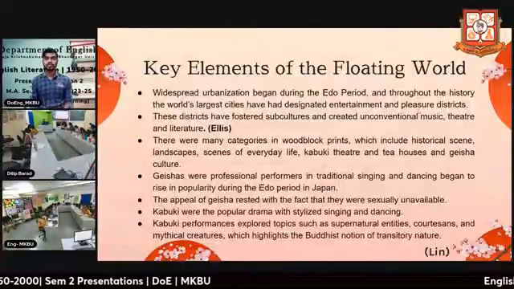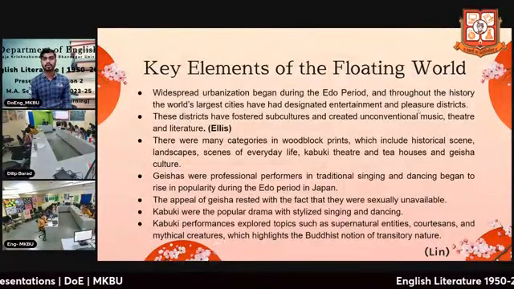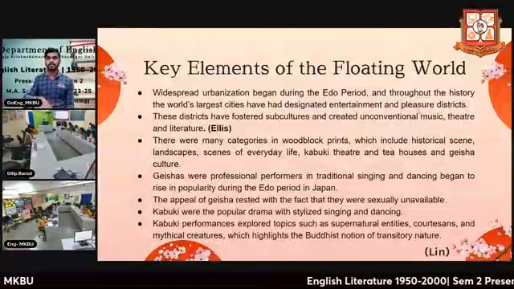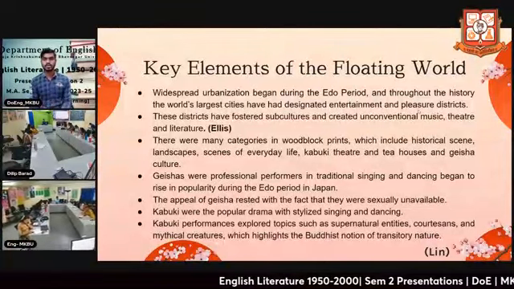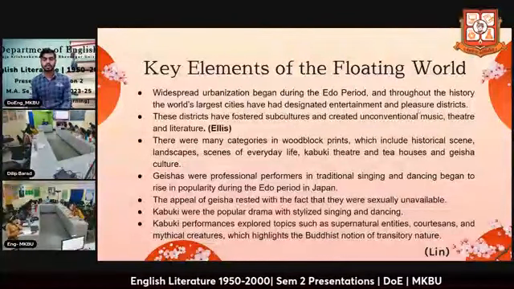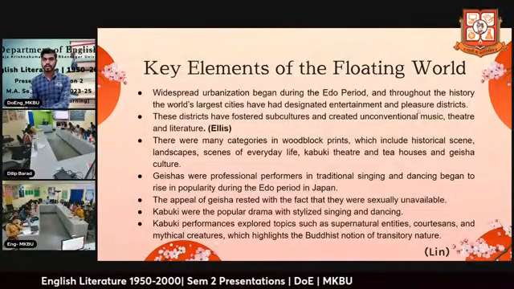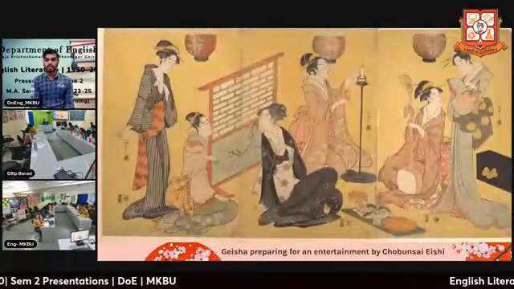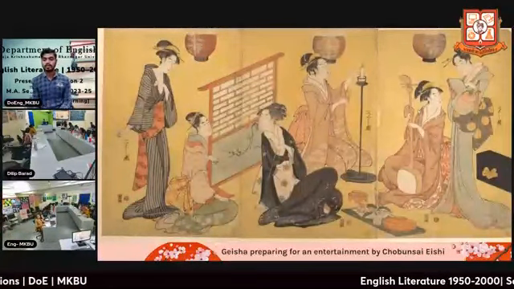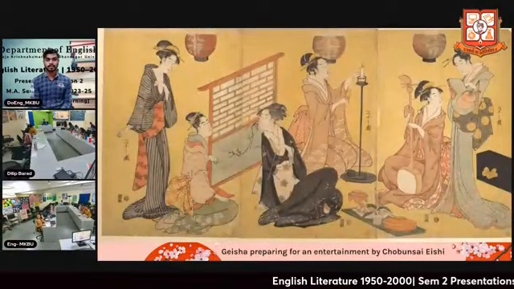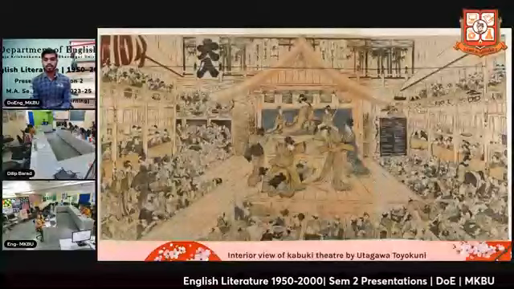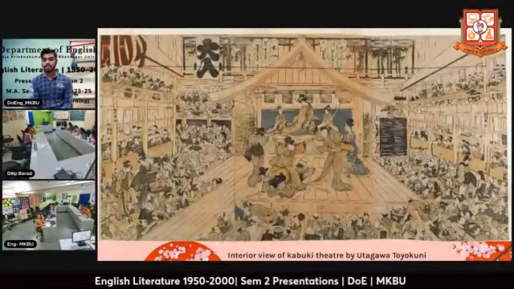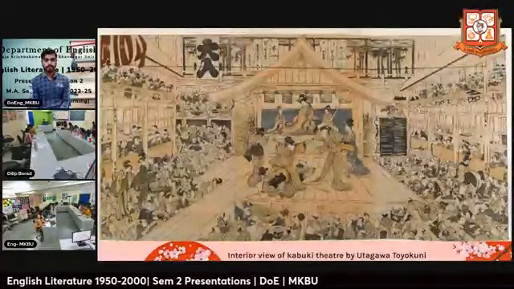And there was also the emergence of kabuki actors and kabuki theater within the confinement of the yukaku. Yukaku is a Japanese word which stands for the red light district. So this is a picture of a geisha preparing for an entertainment, which is attributed to Chobunsai Eishi. And this is the kabuki theater, pictured by Utagawa Toyokuni.